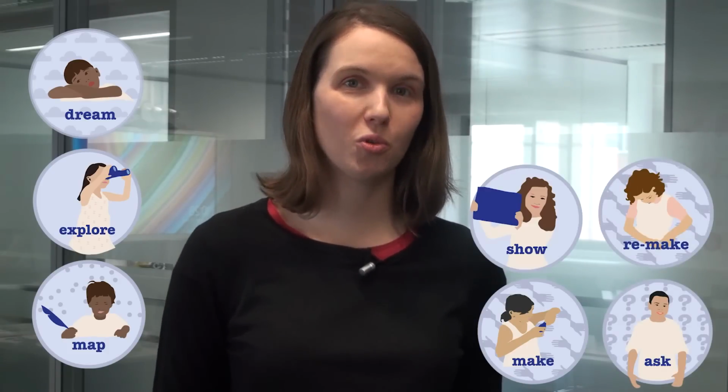A learning scenario consists of 7 phases. These 7 phases help you as a teacher to plan and structure your learning activities in advance. The 7 phases are dream, explore, map, make, ask, remake and show. In the first phase, dream, students can brainstorm, think freely and share ideas. In the explore phase, students collect information on a certain topic. In the map phase, they structure their thoughts and ideas and seek to understand how they are related.